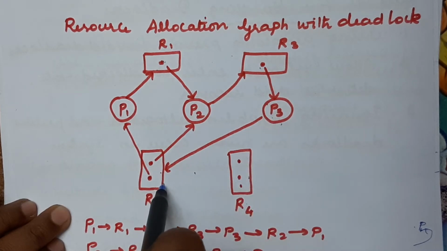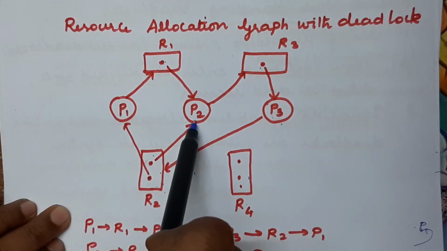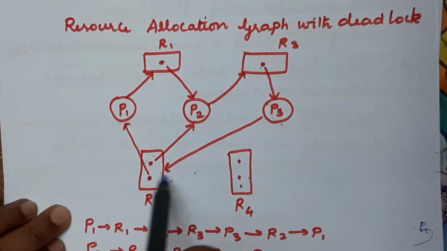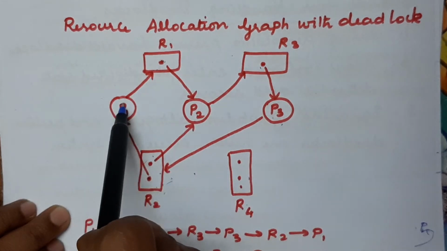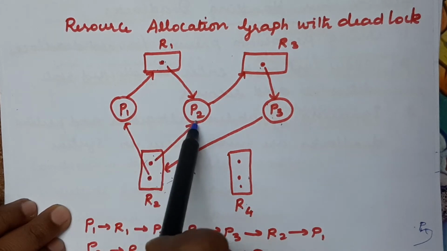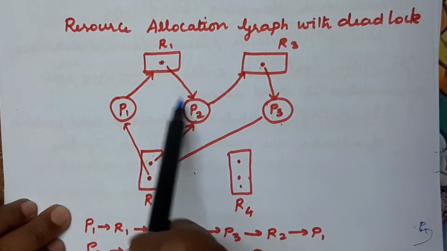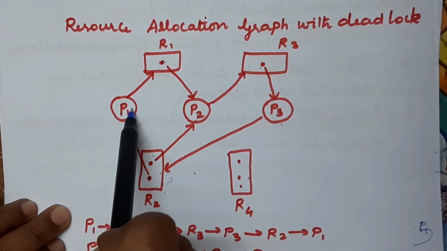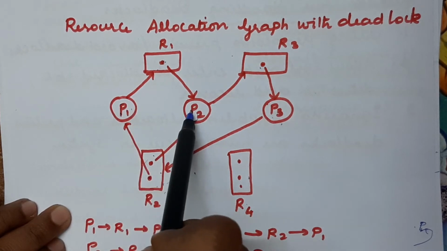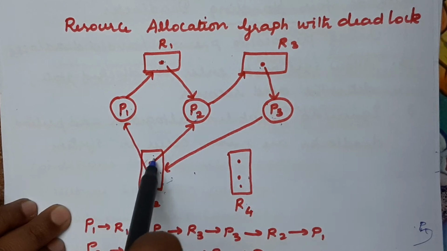P3 is again requesting R2, but R2 has two instances, and both the instances have been allocated to P1 and P2 respectively. So what happens here? It forms a cycle. P1 is waiting for P2, P2 is waiting for P3, but P3 is waiting for P1 or P2, right? P3 is waiting for either P1 or P2 because it has two instances.